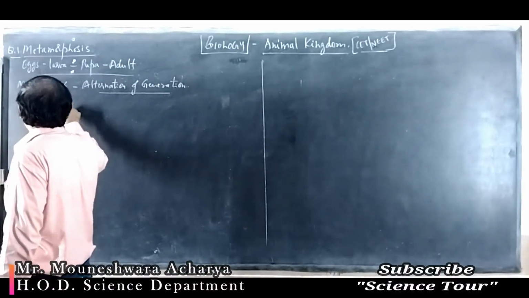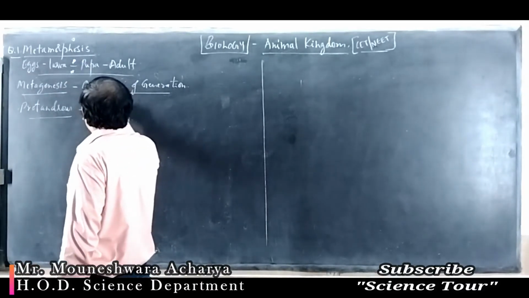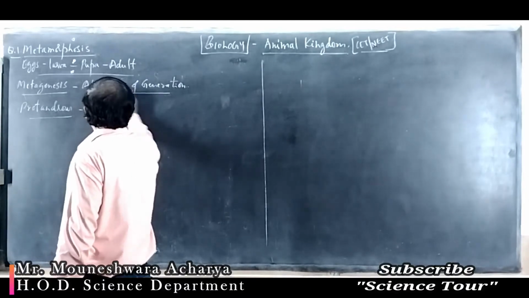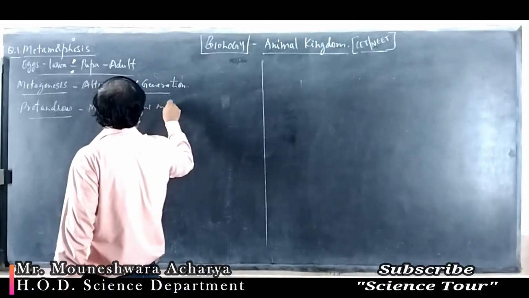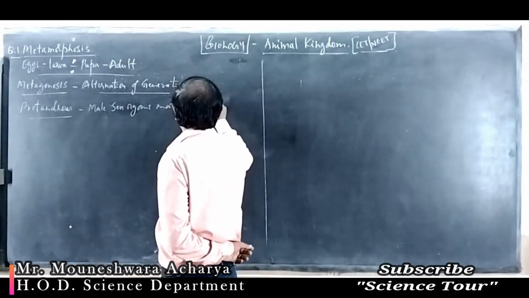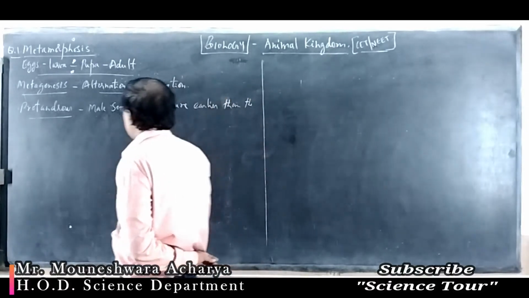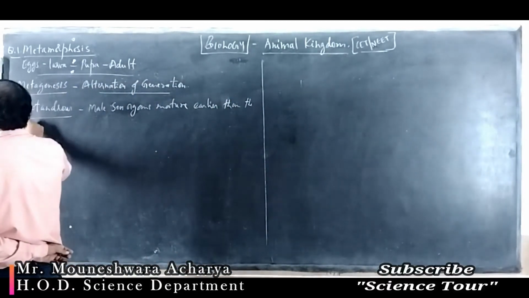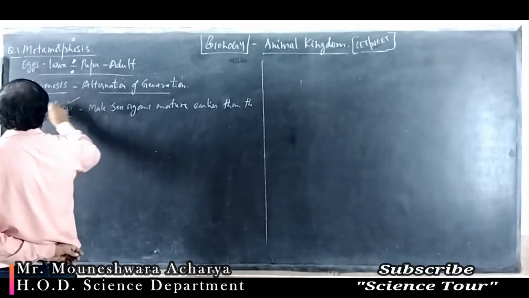Protandrous means here the male sex organs mature earlier than the female. Male sex organs mature earlier than the female. So that mode of development of the sex organs is called protandrous.